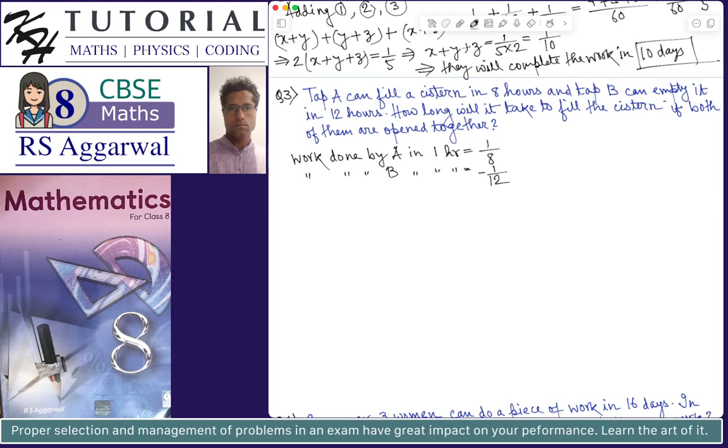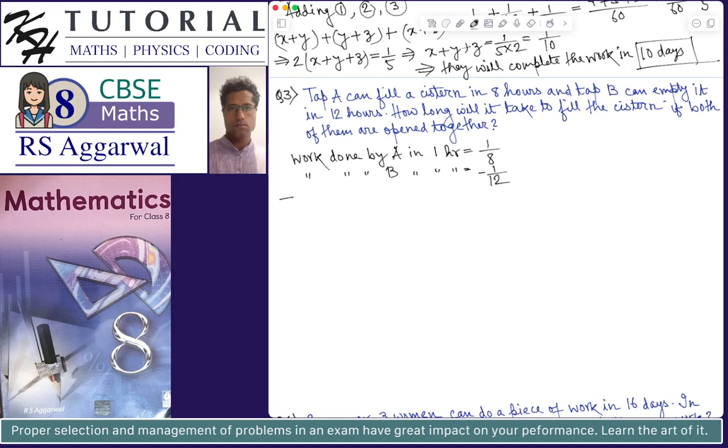So an outlet always does negative work, and an inlet always does positive work. That is, when a tank is being emptied, negative work is done, and when a tank is being filled up, then positive work is done. So here tap A is an inlet, so it is doing positive work, which is 1 by 8 in 1 hour, and tap B is an outlet, so it is doing a negative work of minus 1 by 12 in 1 hour. Basically, it means that in 1 hour, 1/8 part of the tank is being filled by A, and in 1 hour, 1 by 12 part of the tank is being emptied by tap B.